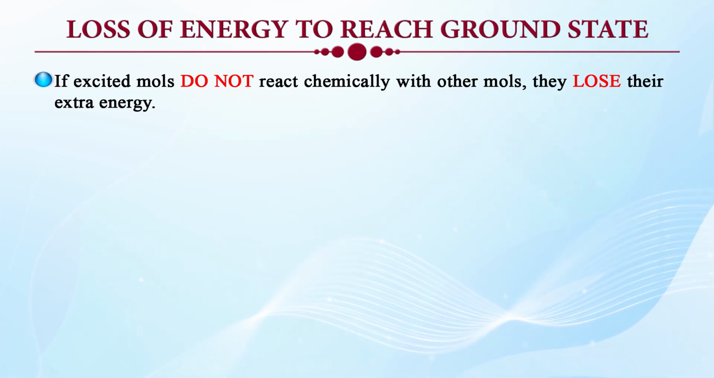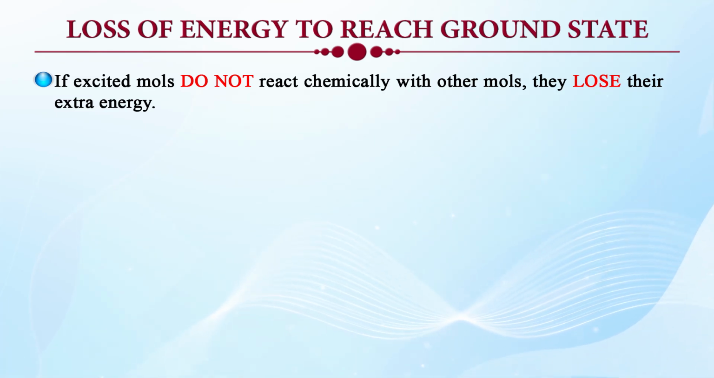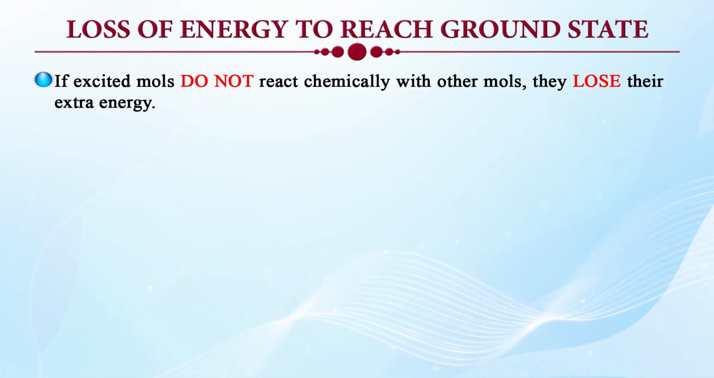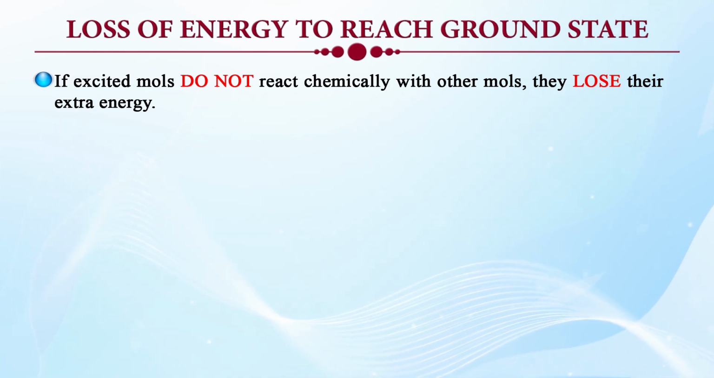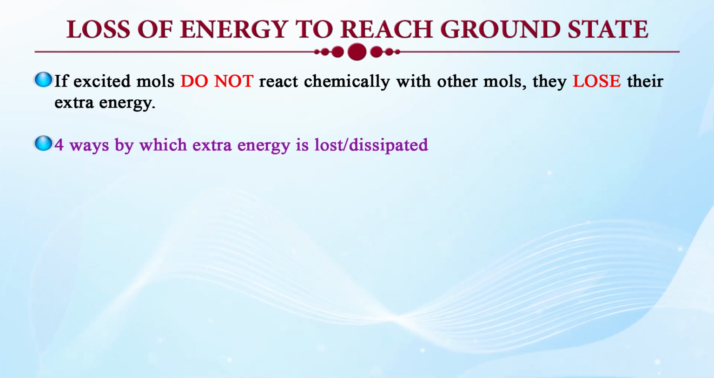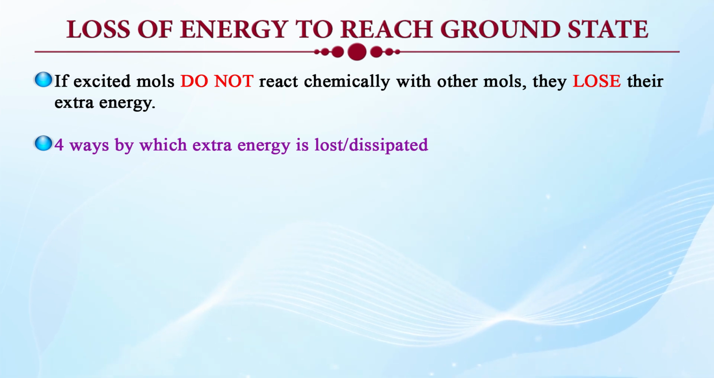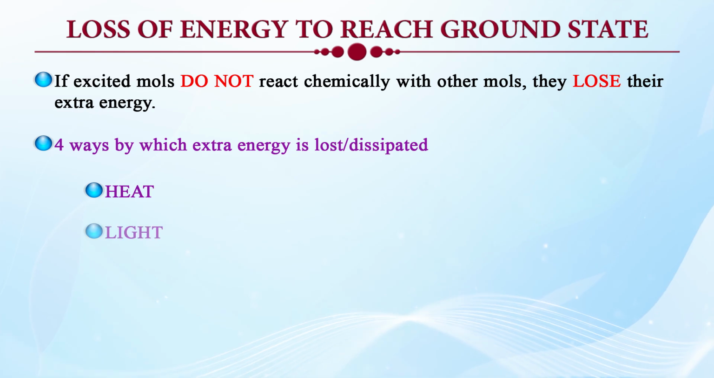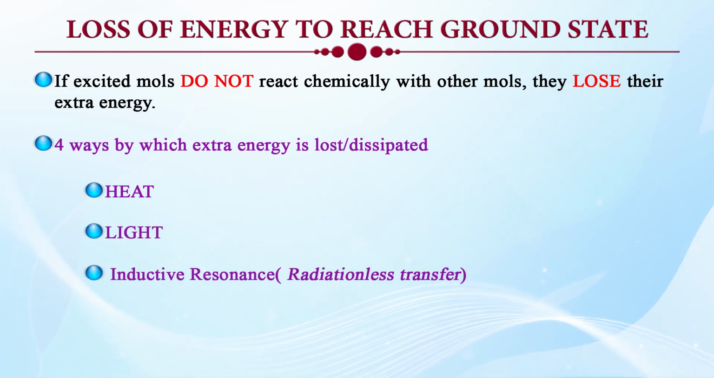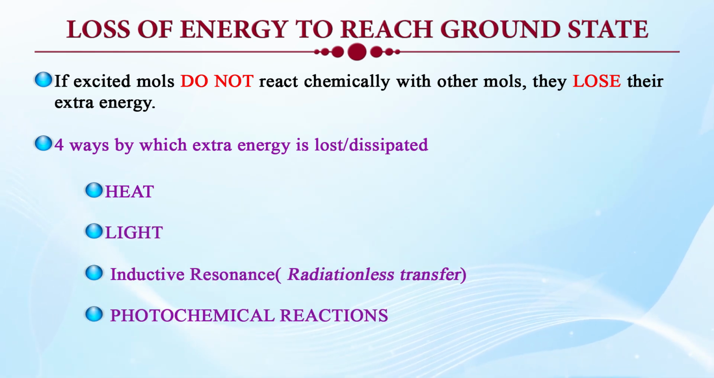So, the loss of energy when these excited electrons are coming down has to be released in one form or the other, because the first law of thermodynamics clearly states that energy can neither be created nor destroyed, but still it has to change its form. So, there are 4 ways by which extra energy is lost: as heat, as light, as inductive resonance, and as photochemical reactions.